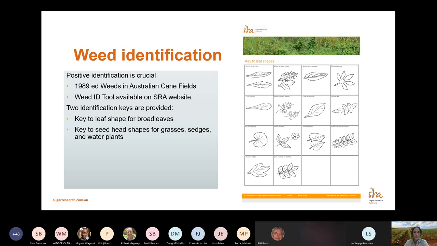The content of this book has been put online on the SRA website. It's called the Weed ID Tool. Both these resources use two identification keys. For broadleaf, they use a key to leaf shape, and for grasses, sedges, and water plants, they use a key to seed head shapes. You can see to the right of the picture a key to leaf shapes used for the broadleaf species. We are fully aware that the book and the ID tool both need updating, and hopefully a future investment decision will support this update.